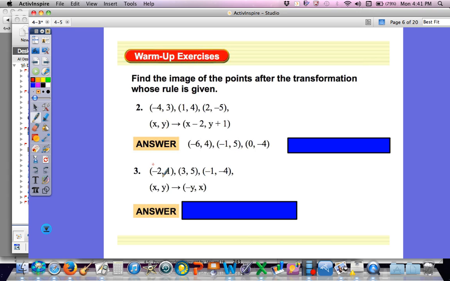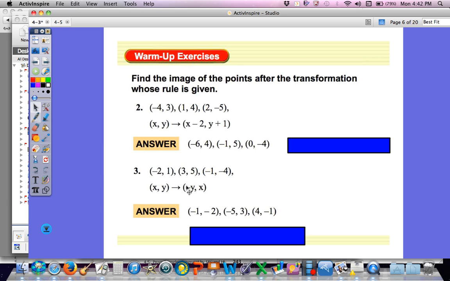For number 3, these are your coordinate pairs for the vertices of your triangle. So if you reflect, the y is now your x. Understand that's what it's saying. This one's a little tricky. So your new x value becomes your negative y.